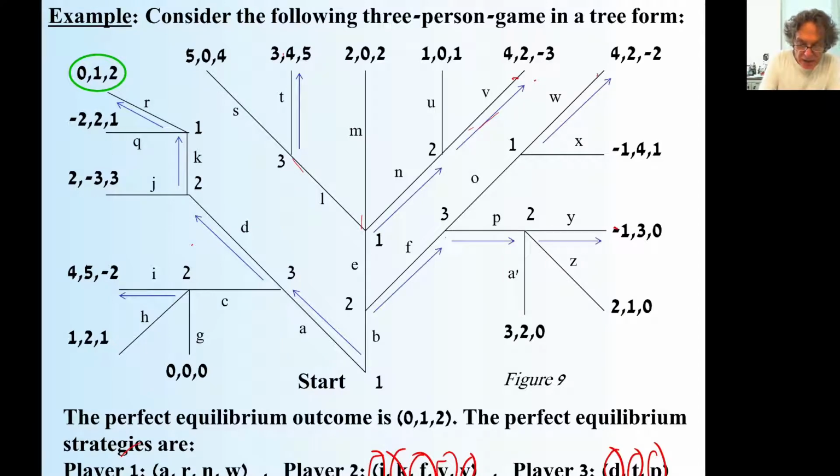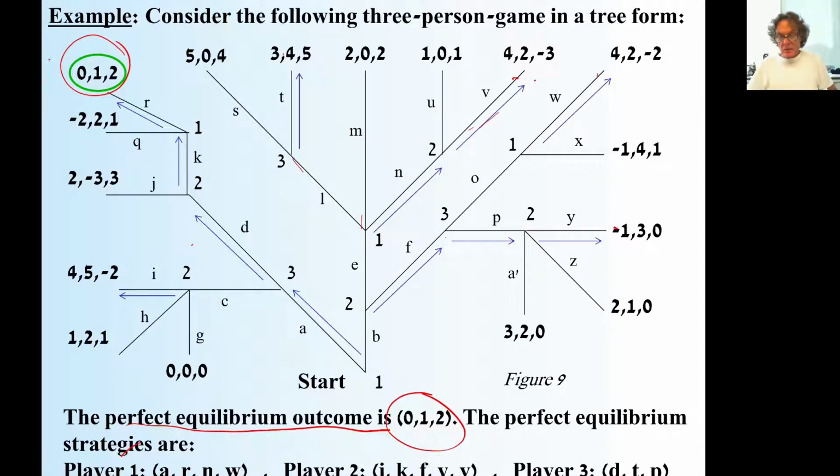Player 1 is A, R, N, and W. Player 2 is I, K, F, Y, V. And player 3 is D, T, P. These are the perfect equilibrium strategies. The perfect equilibrium outcome is the payoff in equilibrium, 0, 1, 2, which is circled here. See, it's very simple. You go backwards and you should not have any problem figuring out how to solve the game.